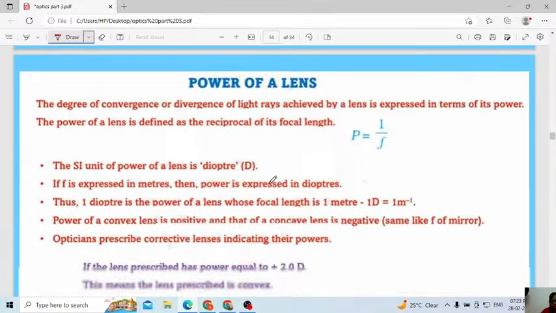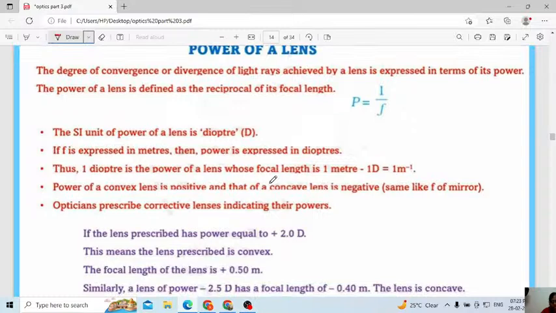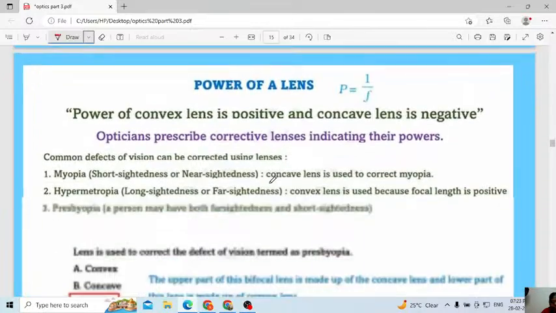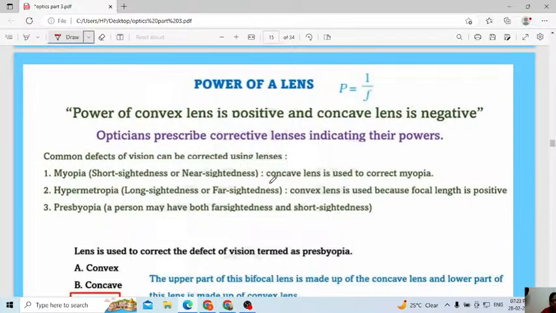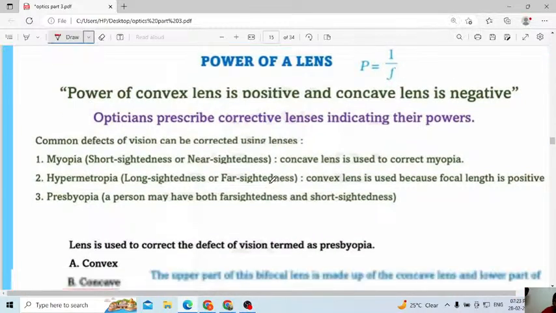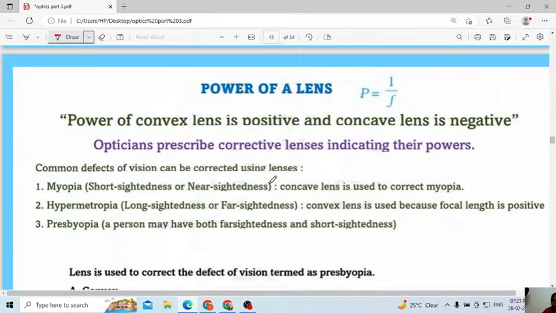Again, power of a lens, one more slide. I explained this one. This one I will explain, what is meant by myopia. I think this one is clear. This one you can see, this is clear.